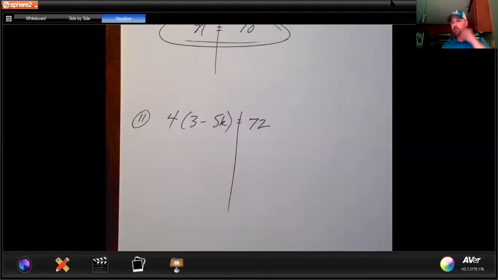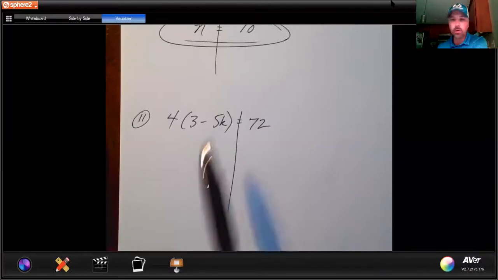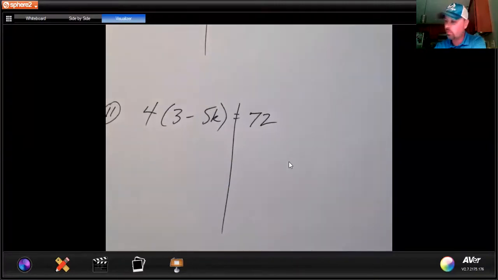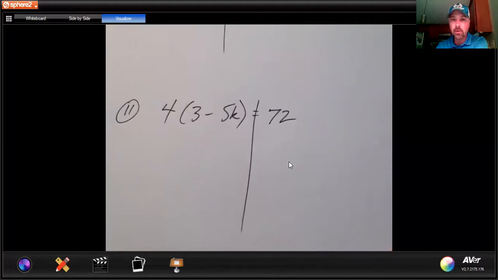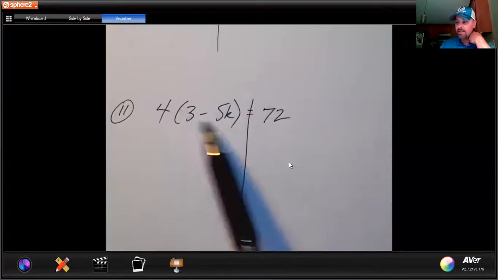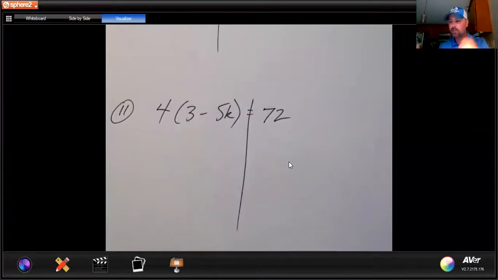All right, so here is number 11. We haven't really done one of these yet that's got the parentheses inside the equation, and so I want to make sure we understand how to do that, okay? So kind of like the problem before, this is walled off, okay? It's in a parentheses and we cannot get to that. And so really, we've got a little work to do first. We have to prepare this problem to be solved, okay?